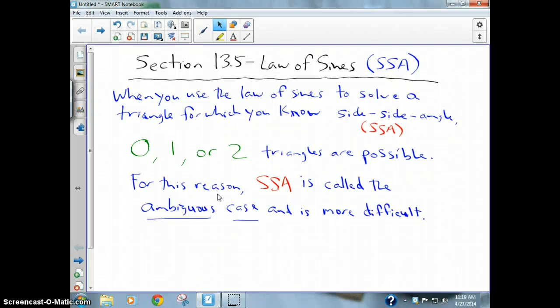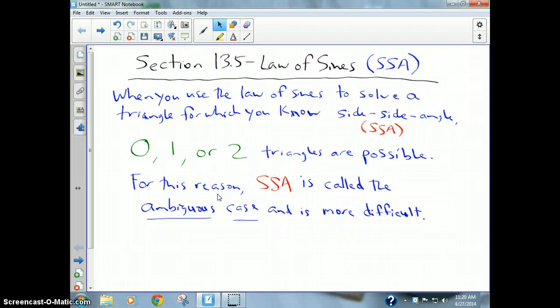All right, now we're going to do the last part of section 13.5, which deals with the law of sines and the ambiguous case SSA. Now, how do you remember which case is the ambiguous one? Well, SSA is that really naughty word spelled backwards. And since it's a really naughty word, that means this is a naughty case. That means this one is not going to be clean and nice.